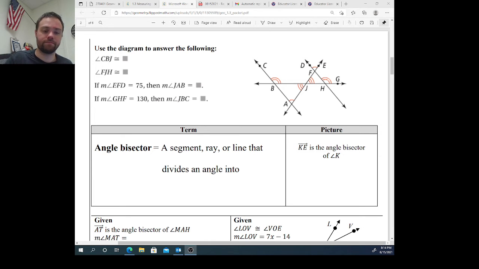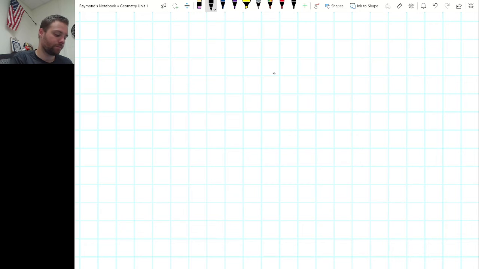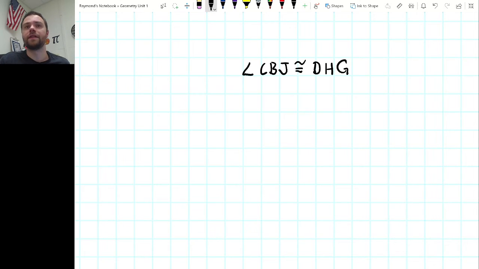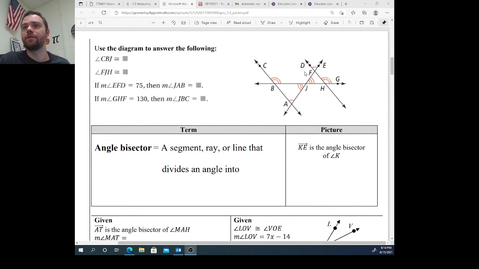So I'm going to write that. Angle CBJ is congruent, so it's an equal with a squiggly over it, DHG. And that's it. And then over here, it says FJH, okay?